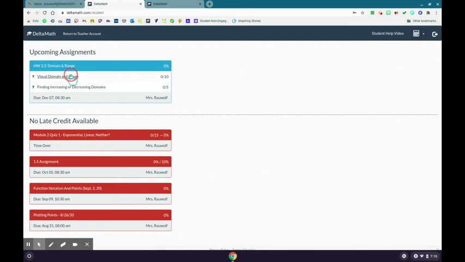So I'm going to show you how to go through each of these different sets. So this first one is about domain and range, which is what we did in class today. And you have to get 10 problems correct. Doesn't mean you have to do 10 problems. You might end up doing more than 10. You have to get 10 problems correct. So I'm going to click on this and I'm going to go through an example with you.